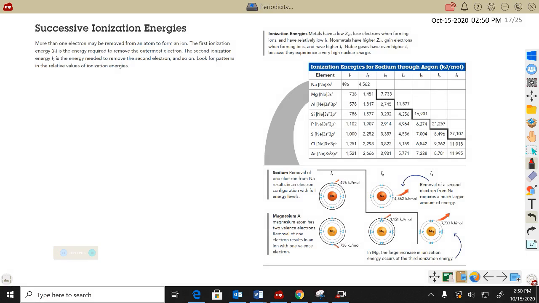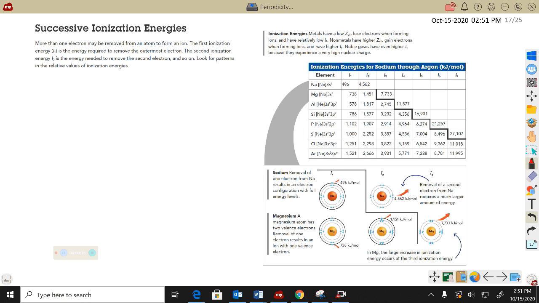There are some atoms that become more stable by losing just one electron, like sodium and all the other elements in that alkali metal family. But there are other atoms that might need to lose more than one electron in order to get a full outer shell. We call that successive ionization energies. It refers to how much energy is required to remove the first electron, how much energy is required to remove the second or the third or the fourth electron.